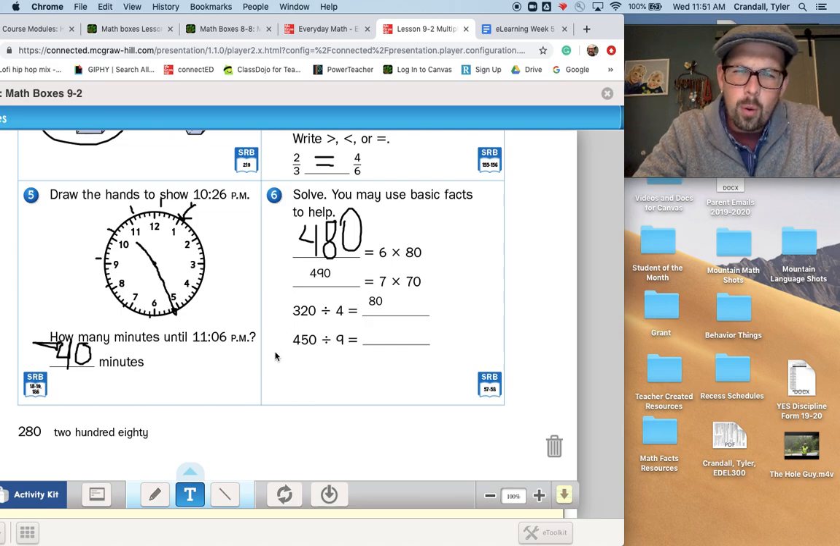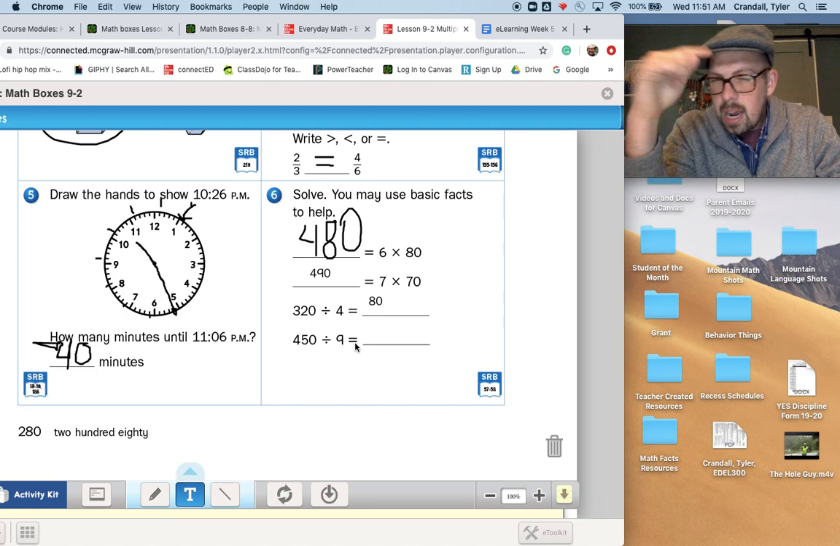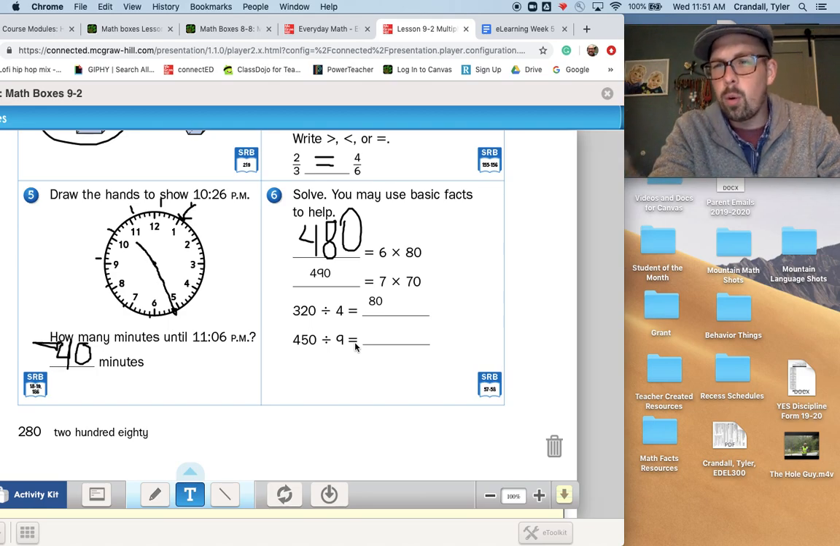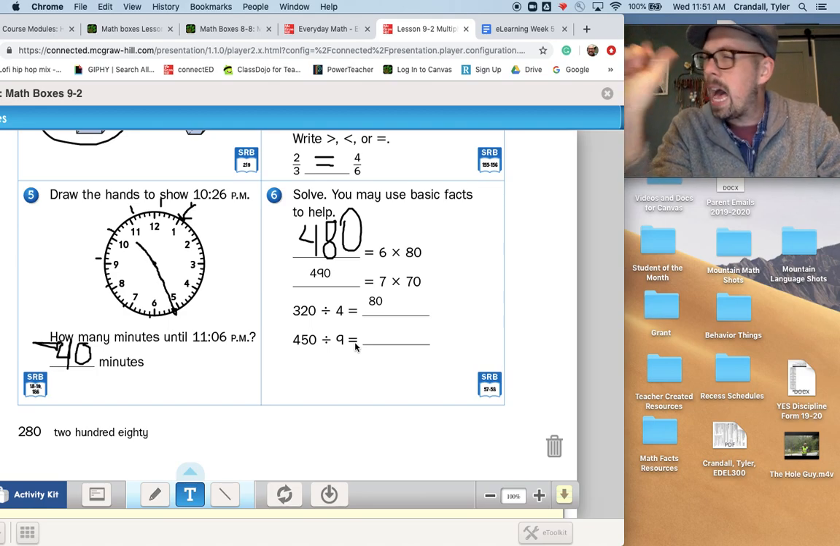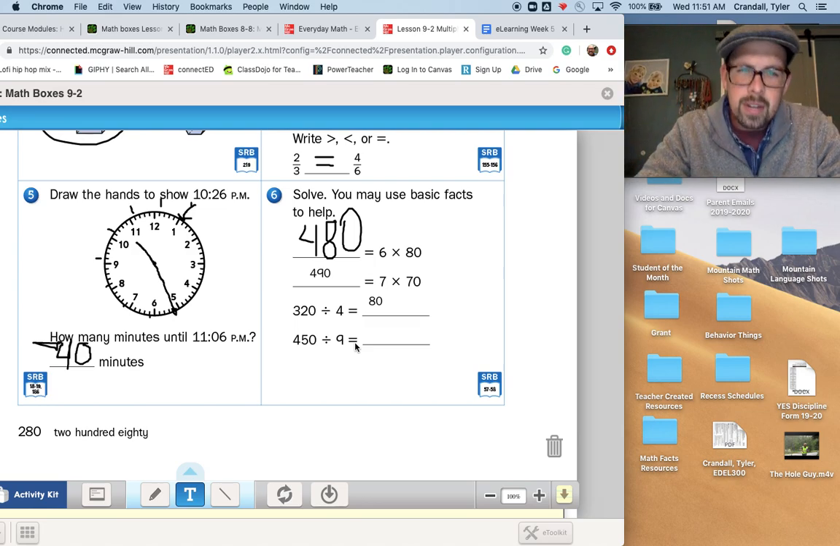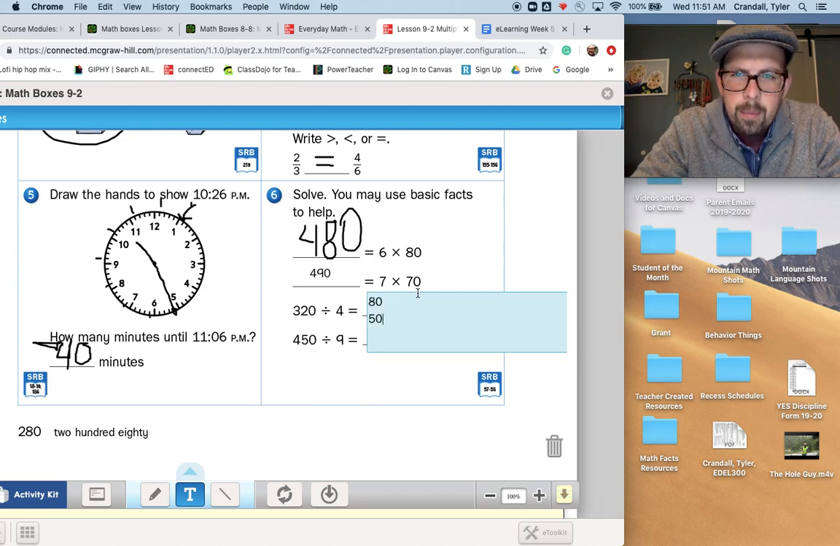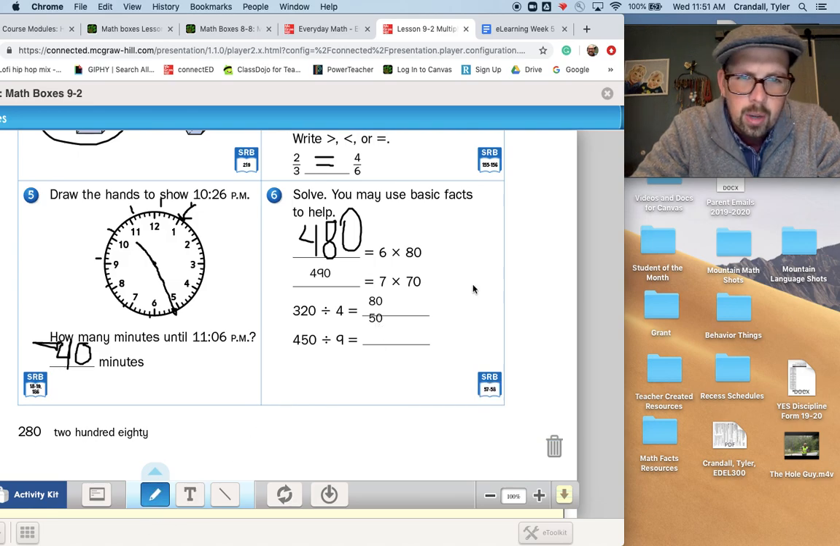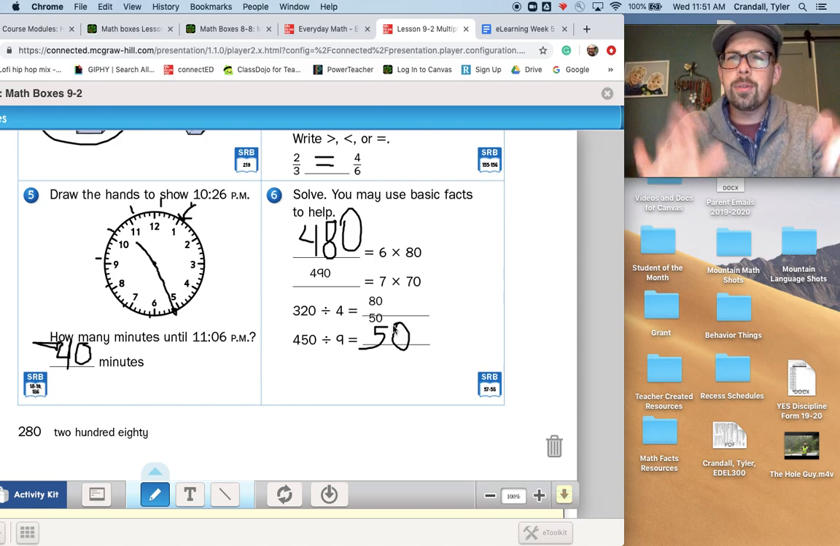And last but not least, 450 divided by 9. I think about fact families. I know that 9 times something would be 45. 9 times 5 is 45. So 9 times 50 would be 450. And so 450 divided by 9 equals 50. And I don't love where that positioned itself, but I'll just go ahead and write it here with the marker. 450 divided by 9 equals 50.